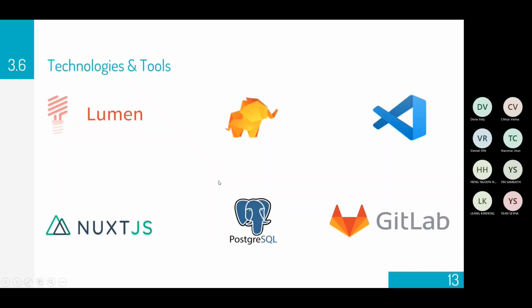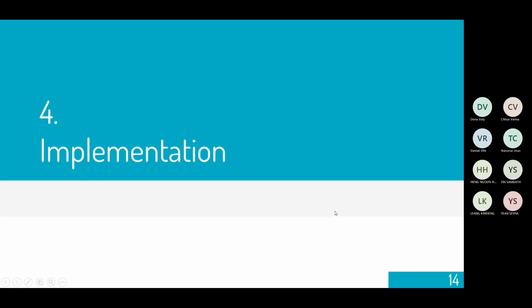3.6 Technology and tool. As you can see, we are using Laravel for our backend API and a database tool to view the database data. For IDE I'm using Visual Studio Code, Node.js for our front end, and GitLab is our version control. 4. Implementation.